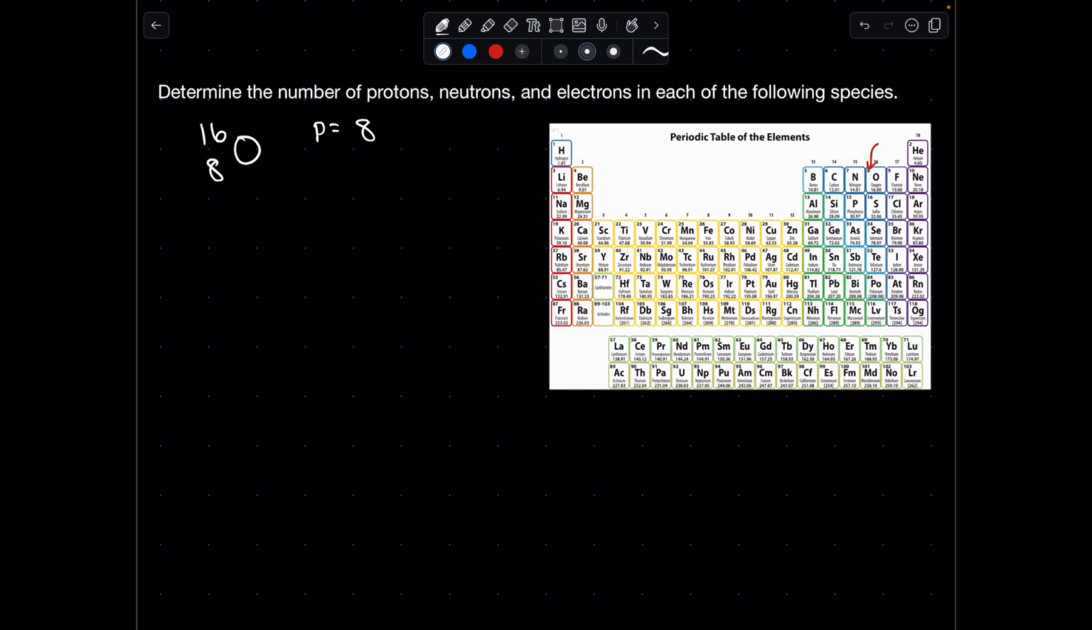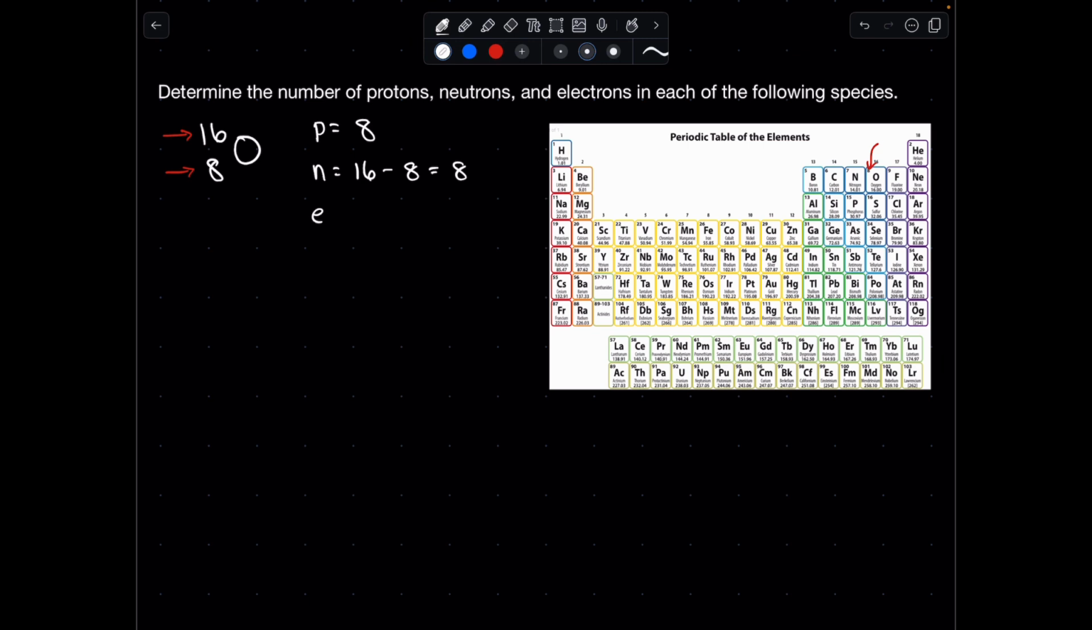Next, we need to determine the number of neutrons. So what we'll do for that is we will take our atomic weight, which is this top number, and subtract our atomic number from it, and we'll end up with 16 minus 8, which is equal to 8. So in this case, we have 8 neutrons.